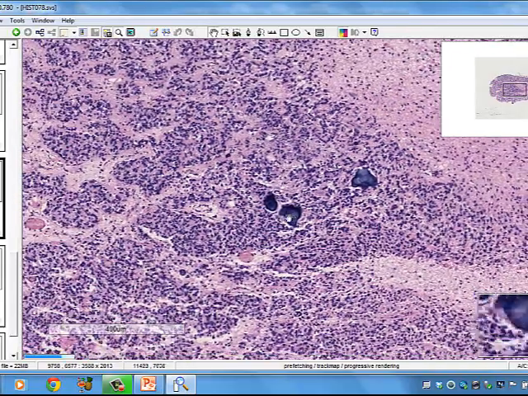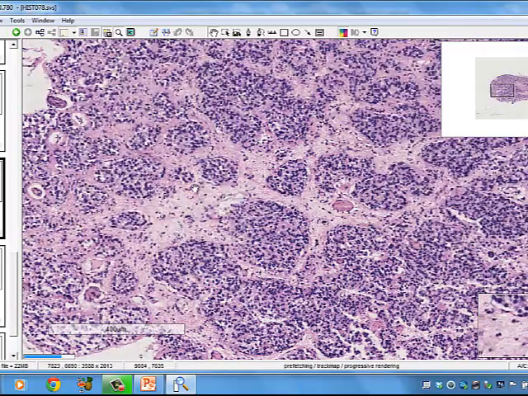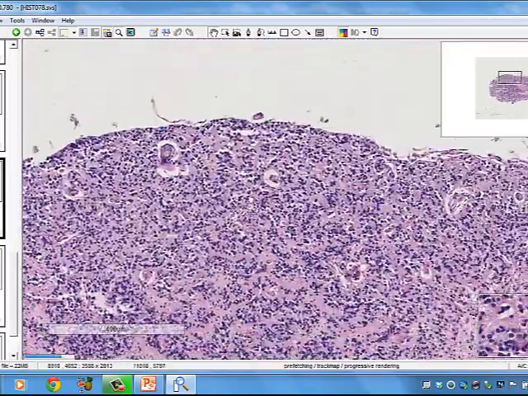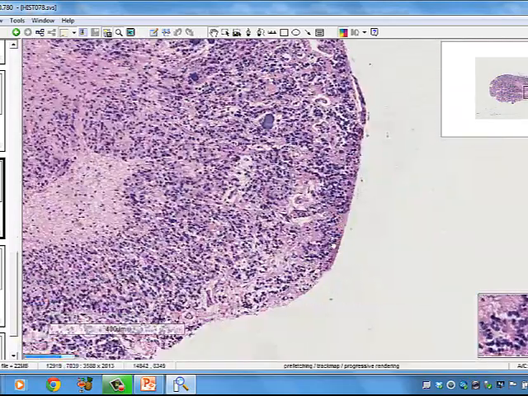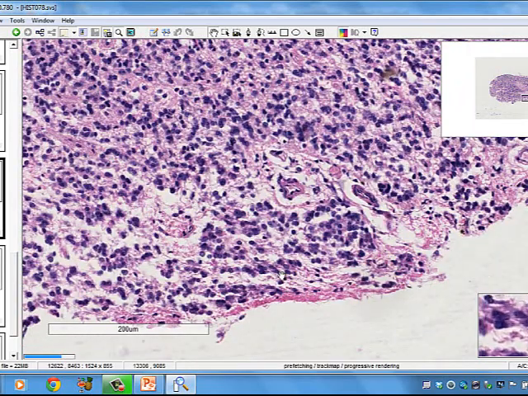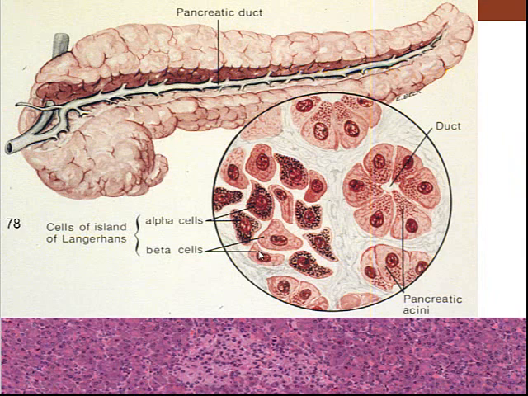And we'll see the sand that's in there. We can see the septums that run through there. And you can see the capsule, maybe someplace along the outside. Dense irregular connective tissue is what's in the capsule. And that is the pineal gland, which produces melatonin. And then we have the pancreas.